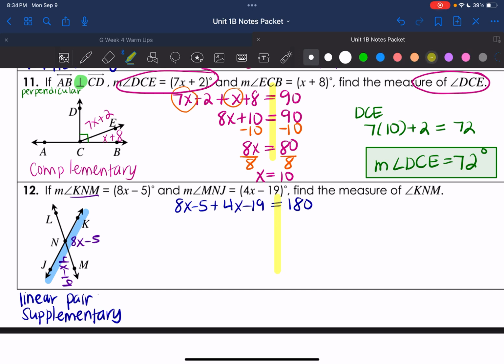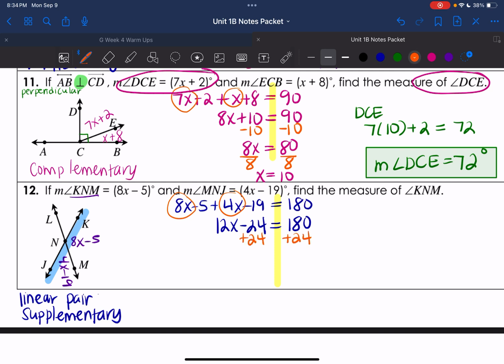And we're going to solve it like we did the one before. We should start by combining our like terms. So that's 12x minus 24 equals 180. Add 24 to both sides. So 12x equals 204. And then we're going to divide by 12. So x equals, let me use my calculator real quick, 17.